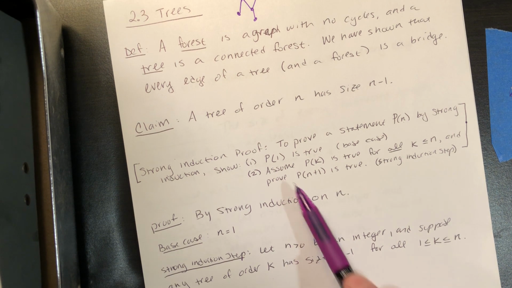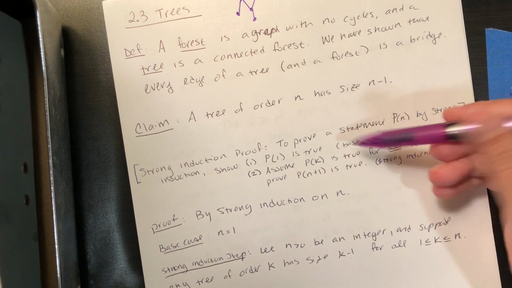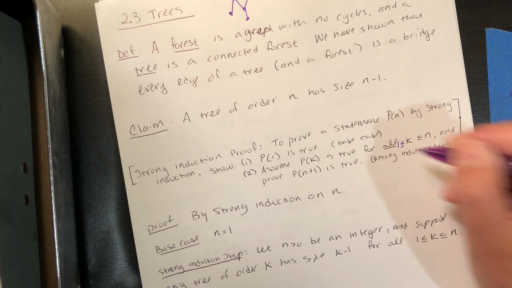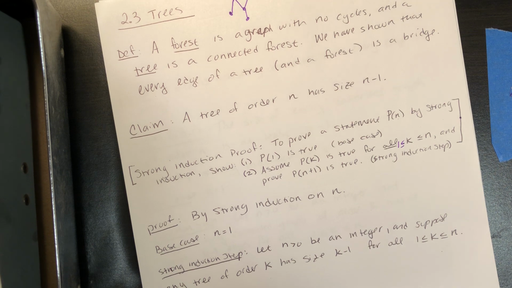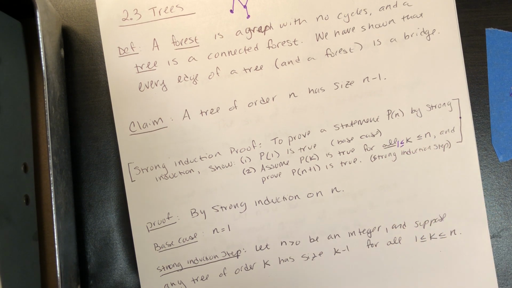Then what you're going to do is assume that P of k is true for every k less than or equal to n. And we should say for every k between 1 and n for some natural number n. And if you assume that, you then have to prove that P of n plus 1 is true. So this is slightly different from a regular induction proof because we're assuming it's true for every possible k between 1 and n, and using that assumption to prove that it must also be true for P of n plus 1. We call that the strong induction step.